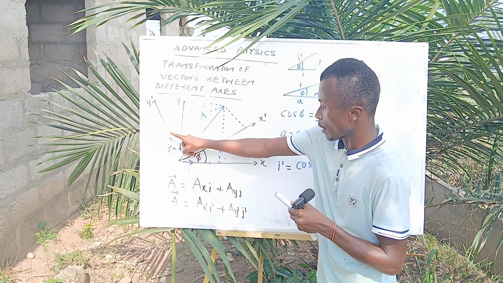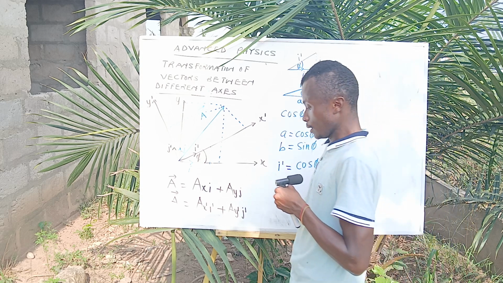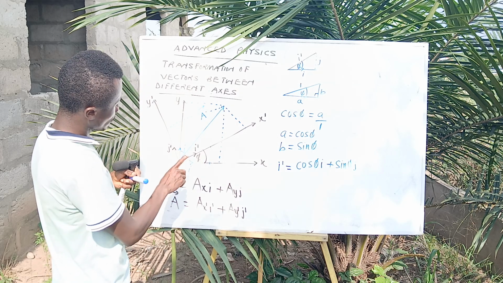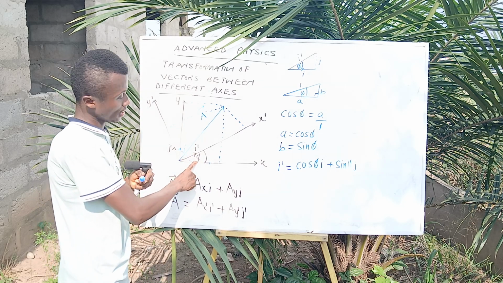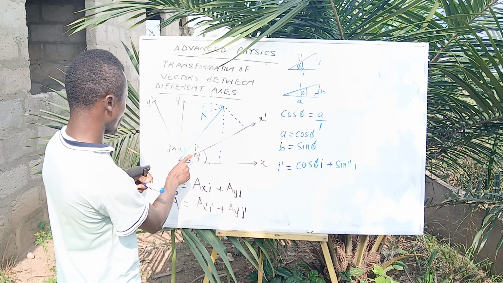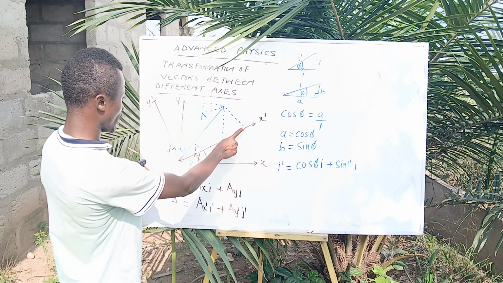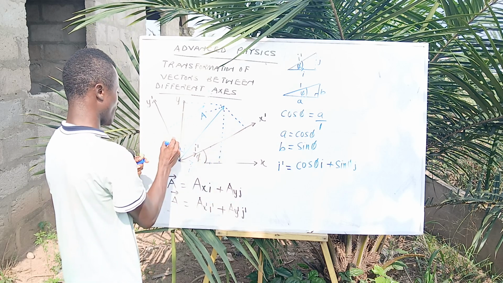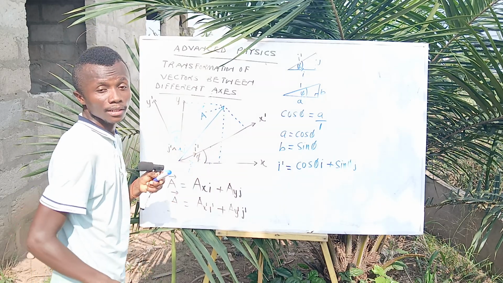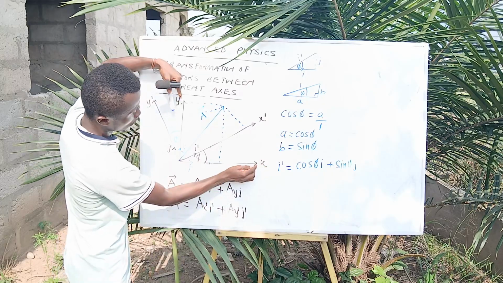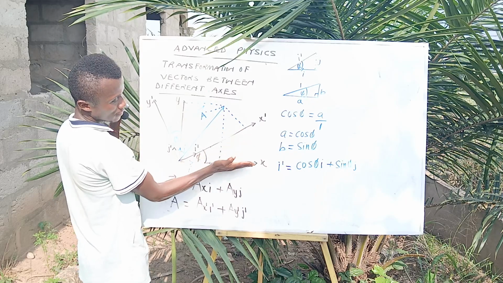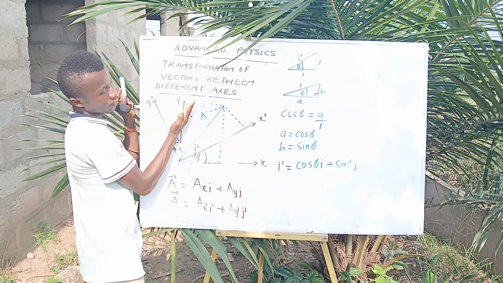How do we also get j prime? Now to get j prime, we need to be very cautious. This angle phi here means that this angle will be 90 minus phi. And if this angle is also 90, then this will also be phi. So if these two axes overlap, they sit on top of each other, and then one of them starts to turn. If the x prime turns a phi angle, the y prime will also turn the same phi angle.